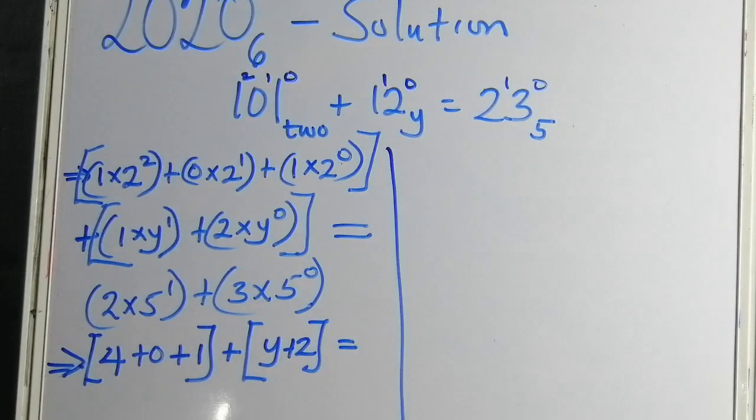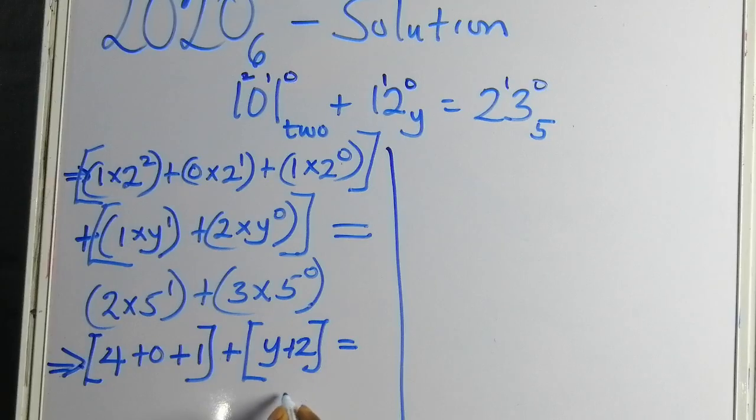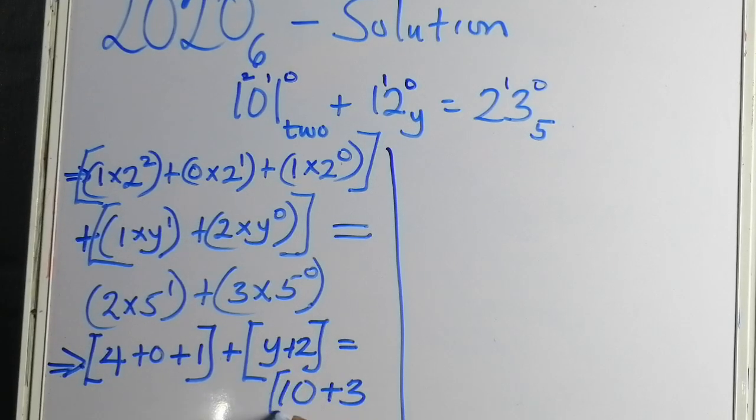So at the end of the day, you now have 5 times 2. 5 raised to power 1 is 5, and 5 times 2 is 10. So you have 10 plus 5 raised to power 0, which is 1, times 3, which is 3. It's as simple as that. Do you see it now? It's as simple as ABC.